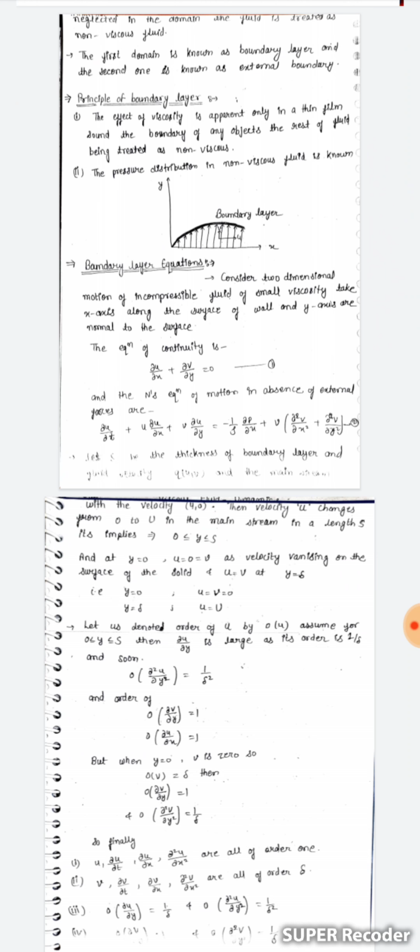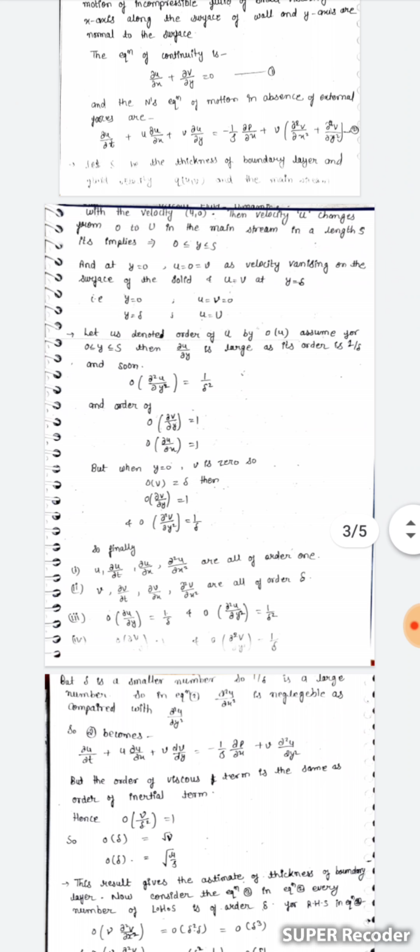and let U be the velocity in the main stream. Then the velocity u changes from 0 to U in the main stream in a length delta, which implies that 0 is less than or equal to y is less than or equal to delta. At y equal to 0, u and v are equal to 0, as velocity vanishes on the surface of the solid, and u is equal to capital U at y equal to delta. So when y is equal to delta, the thickness of the boundary layer, u is equal to capital U.